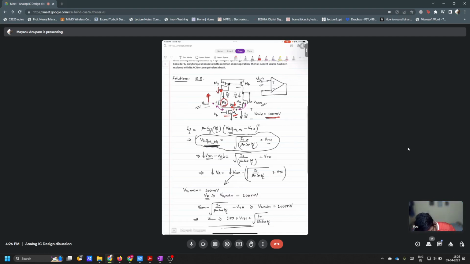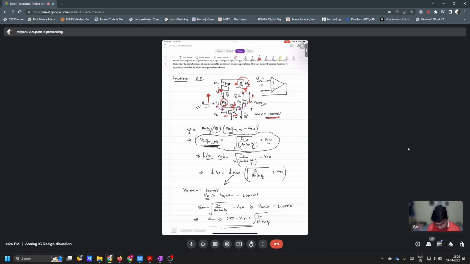Similarly, you are increasing VCM, so definitely the gate and drain of these two are moving up. But the gate voltage of this M4 is fixed. The drain voltage of M4, which is the PMOS, is moving up, but the gate is fixed. So definitely M4 is also under the possibility of moving into the triode region, isn't it?